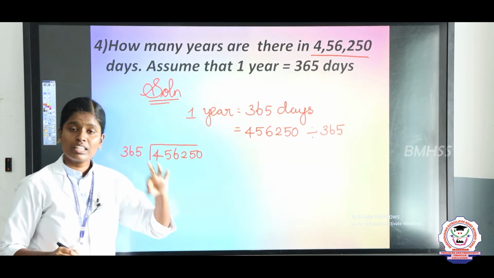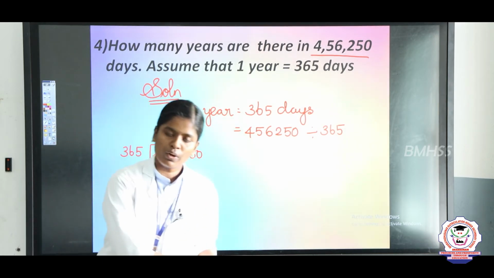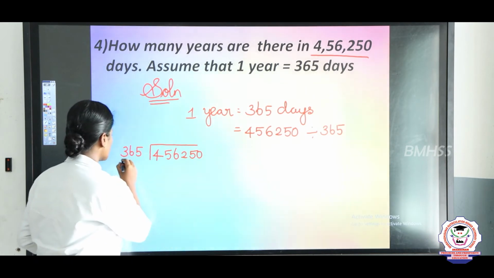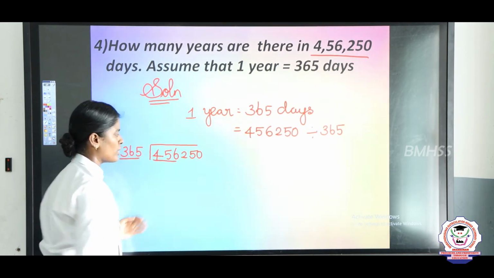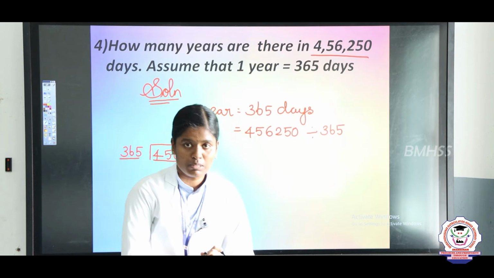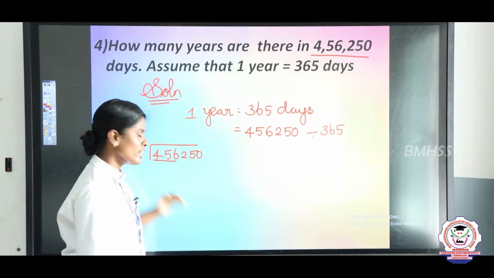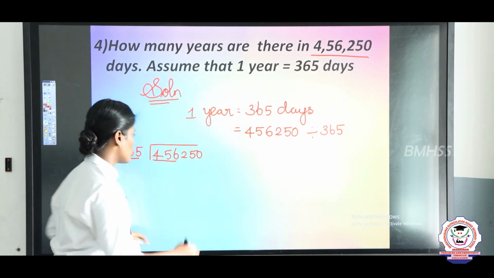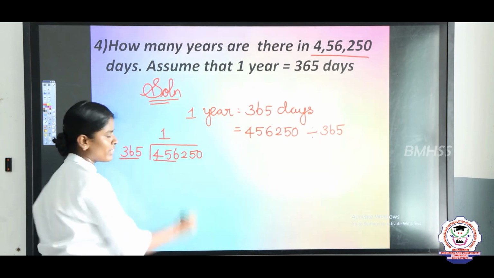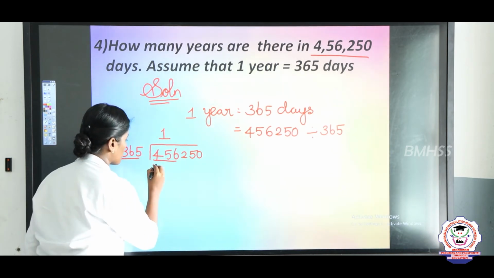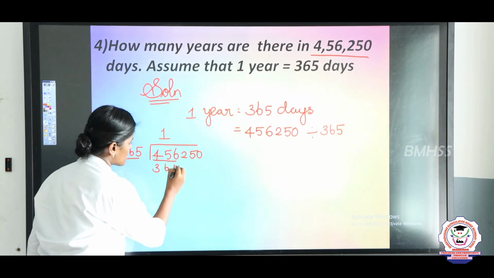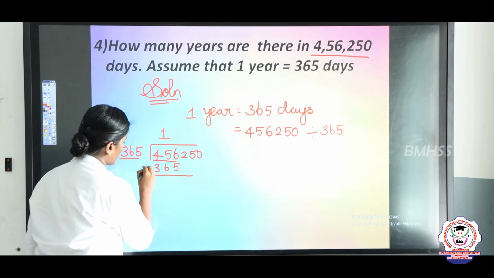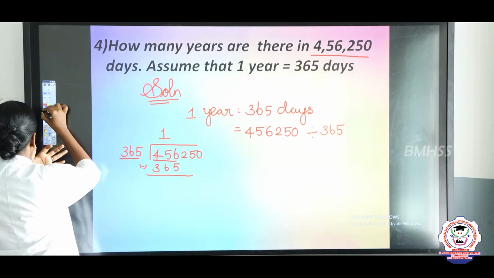Here we have a 3-digit number. So to divide, you are going to take the first 3-digit number. In 456, how many times is this 365 going? Yes, only one time. So write 365.